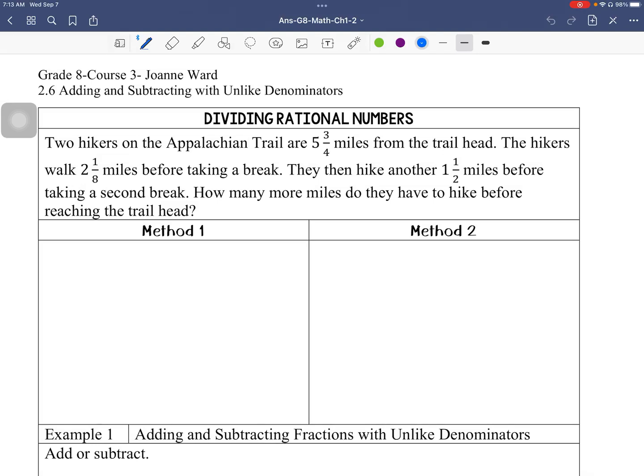Okay, so 2.6, I want to talk about adding and subtracting unlike denominators. So what happens when my denominator is unlike?